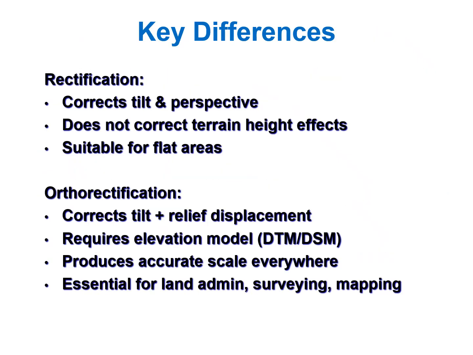Key differences. Rectification corrects tilt and perspective, does not correct terrain height effects, and is suitable for flat areas. Orthorectification corrects tilt plus relief displacement. It requires an elevation model, digital terrain model, or digital surface model. It produces accurate scale everywhere. Essential for land administration, surveying, and mapping.